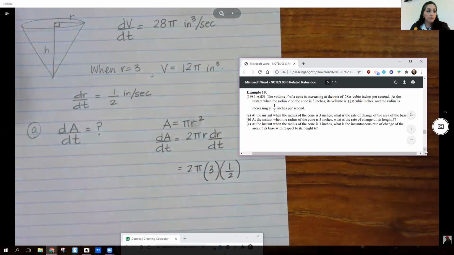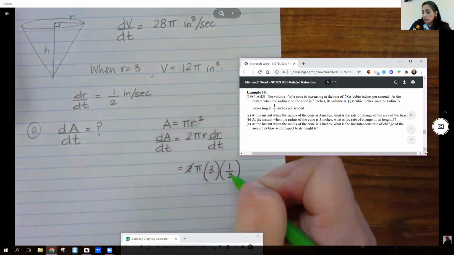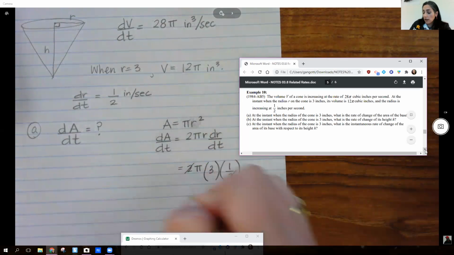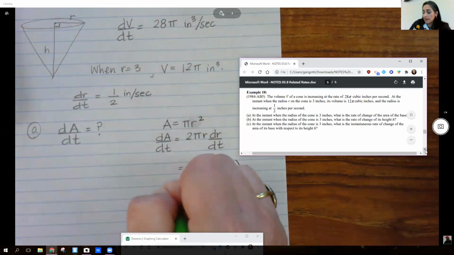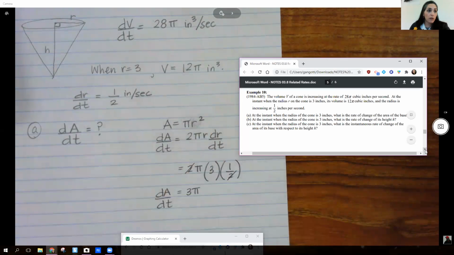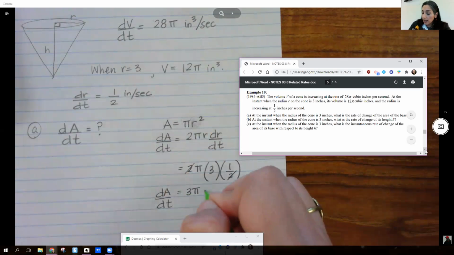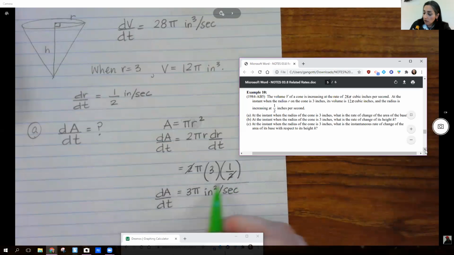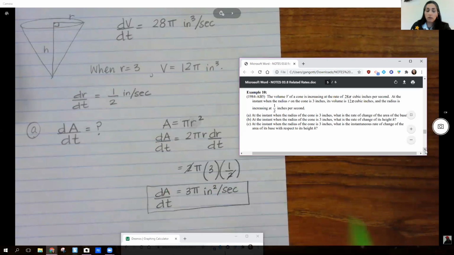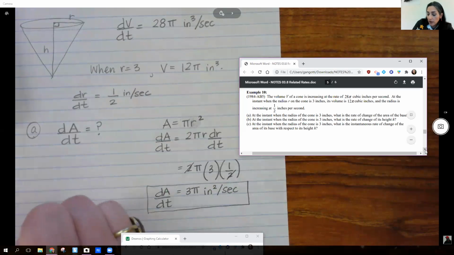And then simplify. So the 2's are going to cancel. You're left with 3 pi. And this is the change in area with respect to time. So this is 3 pi inches squared, because it's area, per second. Okay, that's not too bad.